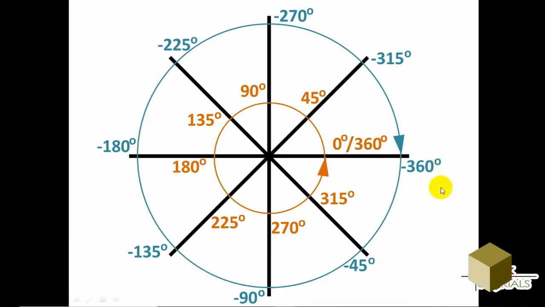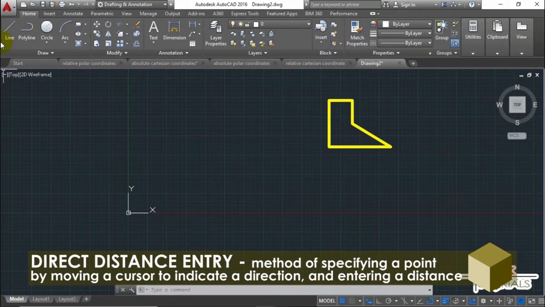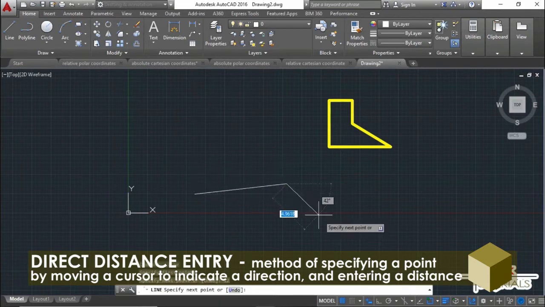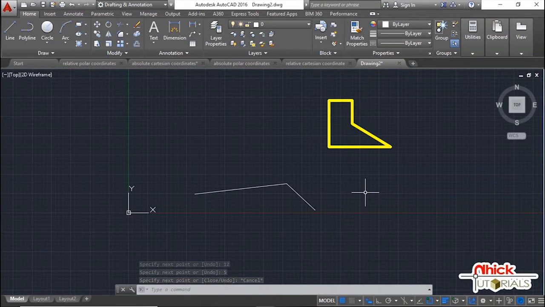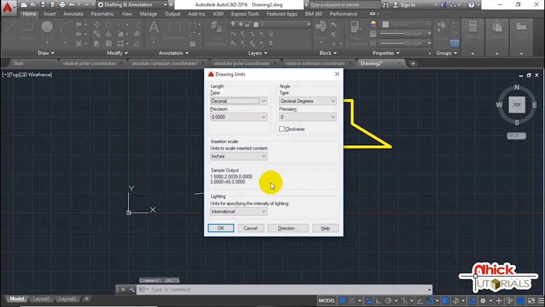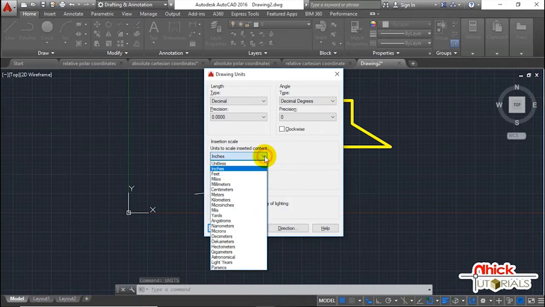And the direct distance entry, another method of specifying a point by moving the cursor to indicate a direction and then entering a distance. Note, coordinates and distances are always measured in units, which do not represent any specific type of units such as millimeters or inches. Before you start, you decide what distance one unit will represent in the drawing.